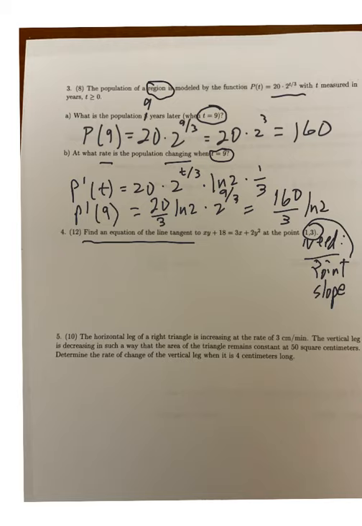So xy is a product. We're going to use the product rule. So y is a function of x. So I get x times y's derivative plus x's derivative times y. The derivative of 18 is 0. The derivative of 3x is 3. Y is a function of x. And then we get a composition, 2y squared, so 4y, y prime.